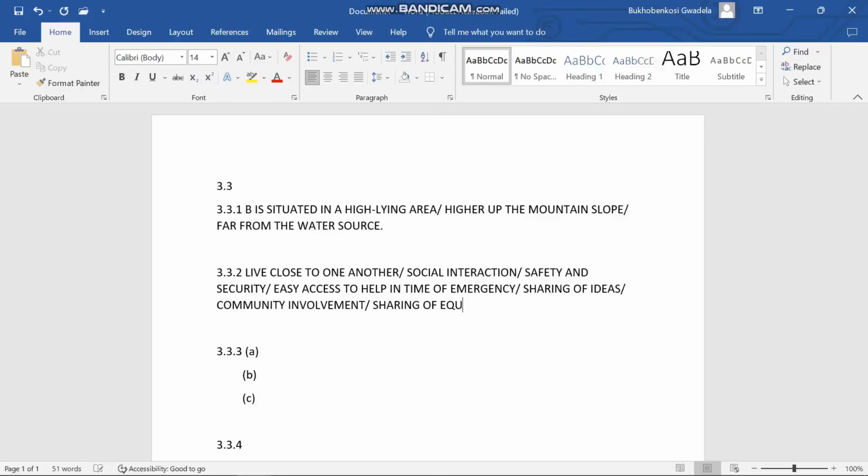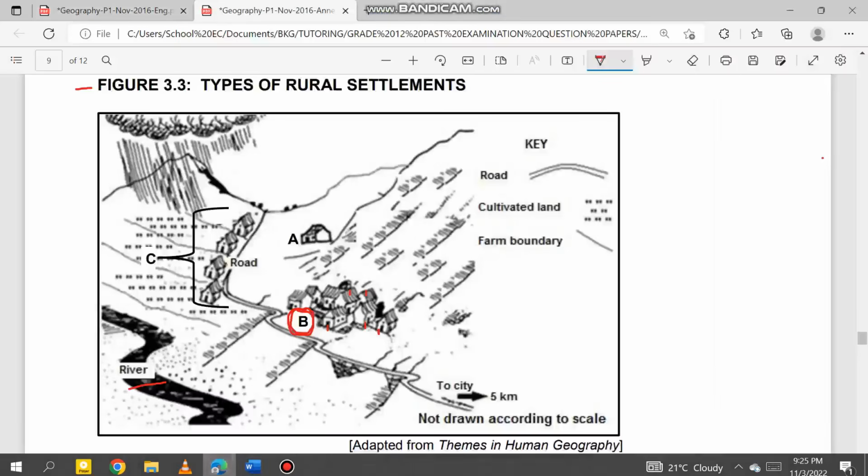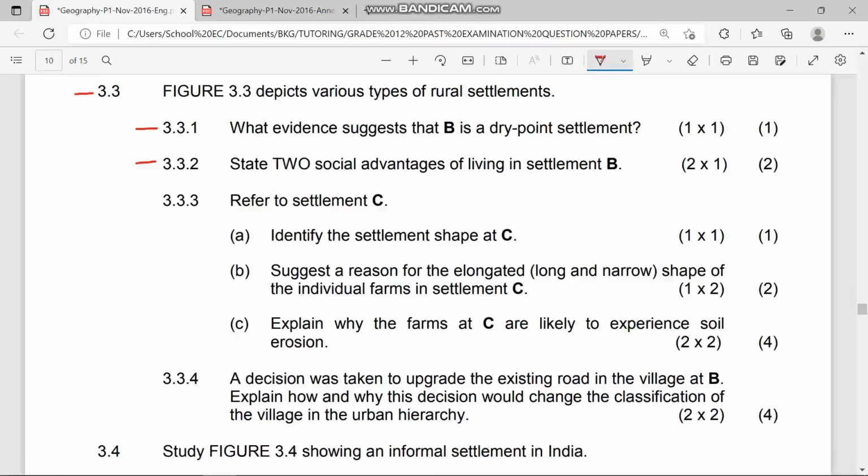You can't be struggling, because there are people around you, so you can borrow some equipment if you want. Yes, sharing of workloads. Lastly, sharing of workloads. Okay, so those are the social advantages of the settlement at B.